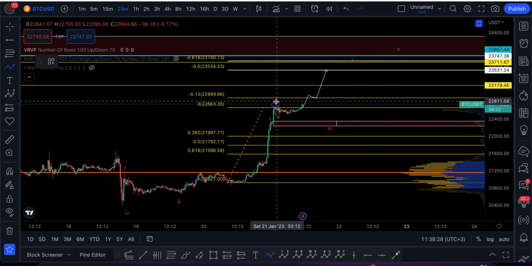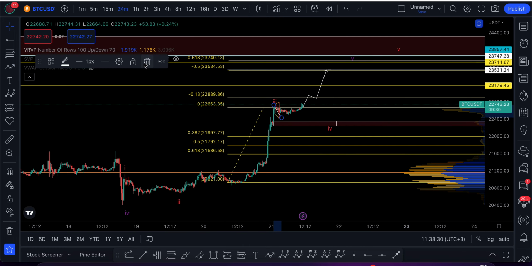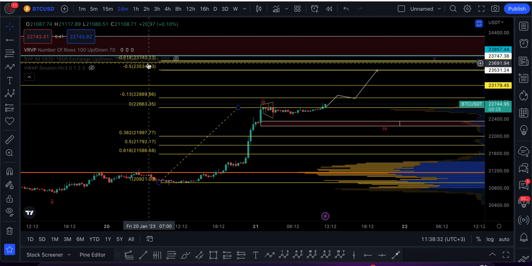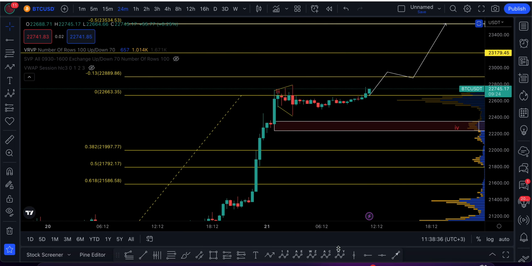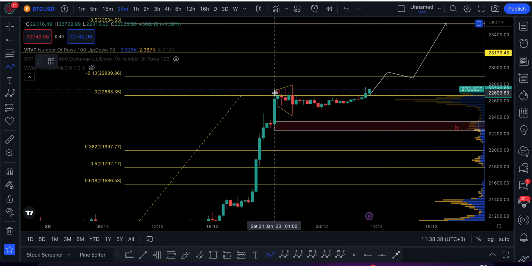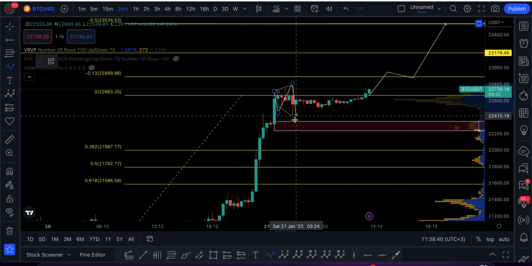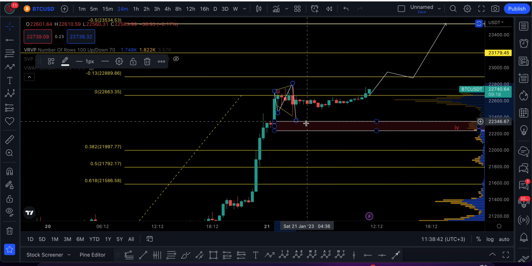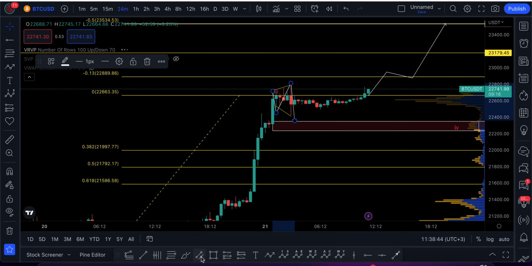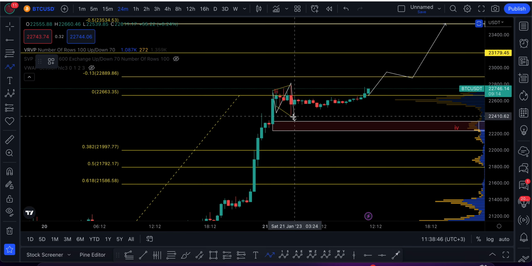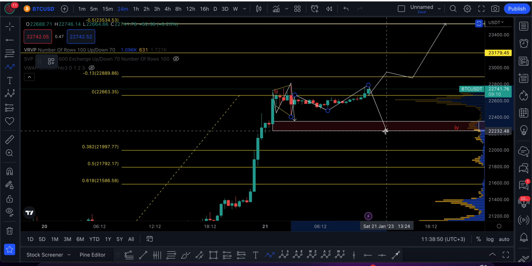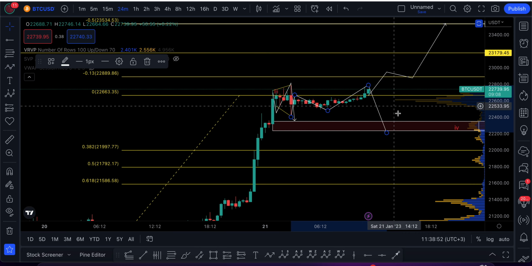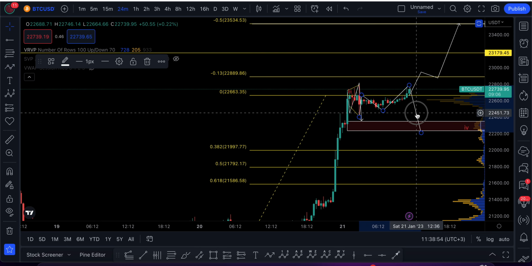Let's see, it's not very clear. Let me just zoom like that. So we have this structure, right? Price comes down, comes up, comes down. So this is an expanding flat. We might have a connector, which is again, we have something like this with X. We might even drop to here. Then from there we move up.